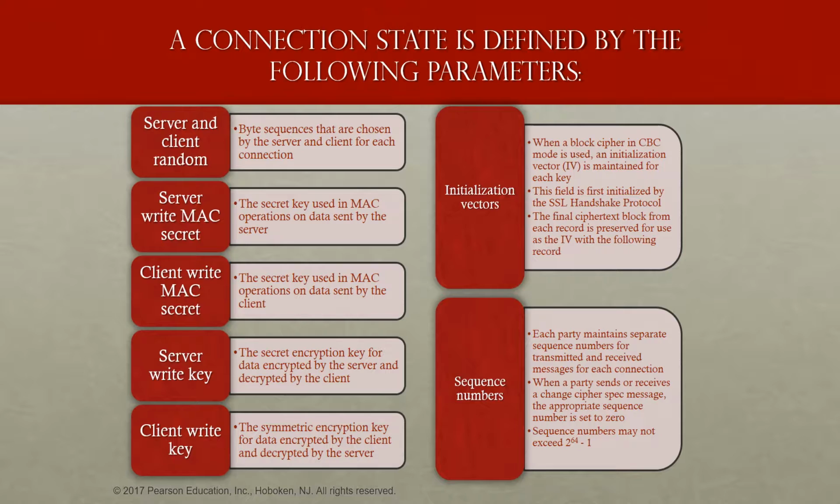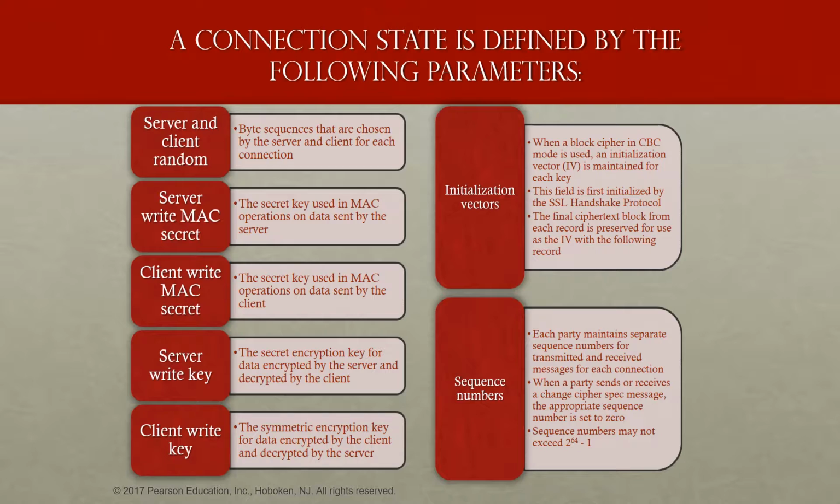Initialization vectors. When a block cipher in CBC mode is used, an initialization vector, IV, is maintained for each key. The field is first initialized by the SSL handshake protocol. Thereafter, the final ciphertext block from each record is preserved for use as the IV with the following record.